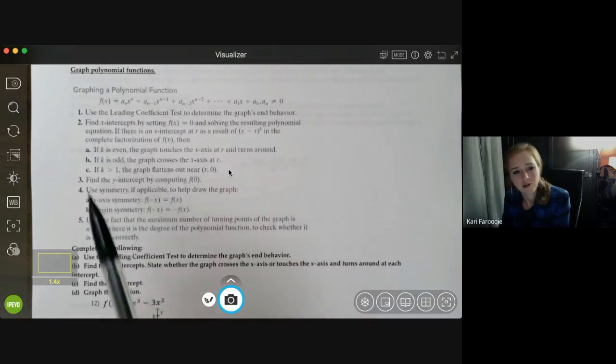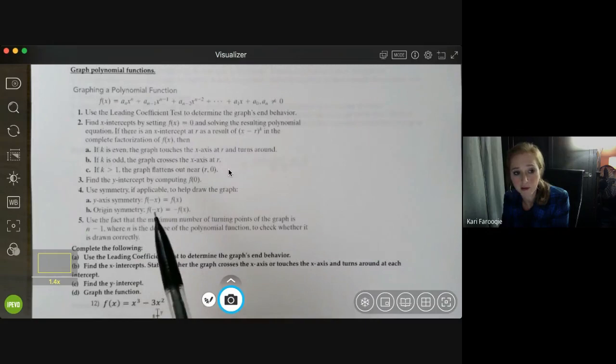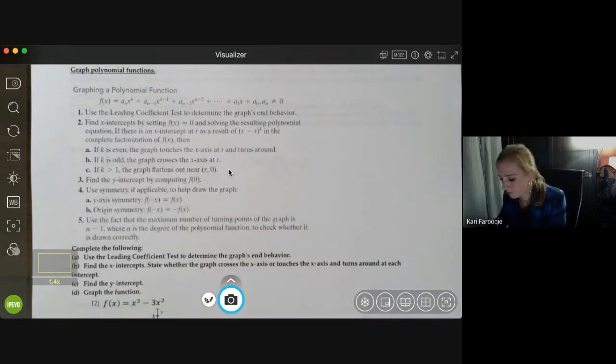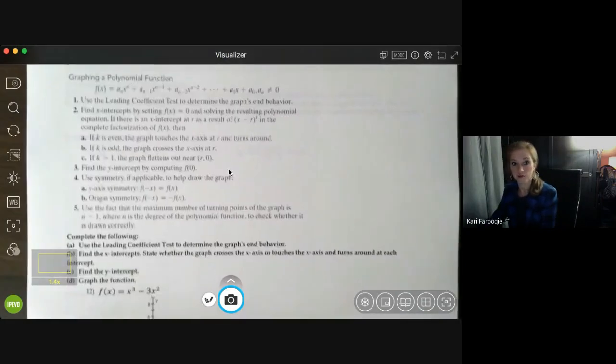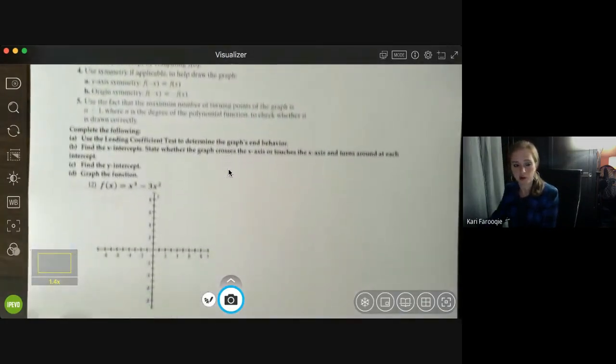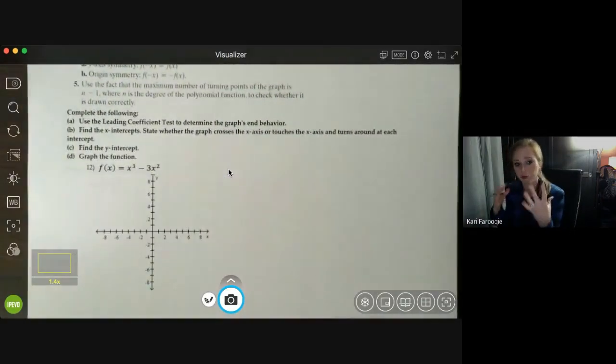Sometimes the symmetry will be helpful, but you're going to find that most of the time your functions will not have symmetry. But we know how to compute that because we did that in the previous chapter, 2.2. Use the fact that the maximum number of turning points is n minus 1. That's our procedure. Like I said, we've kind of done this already, but we're really just going to formalize it now and make a full, complete graph.